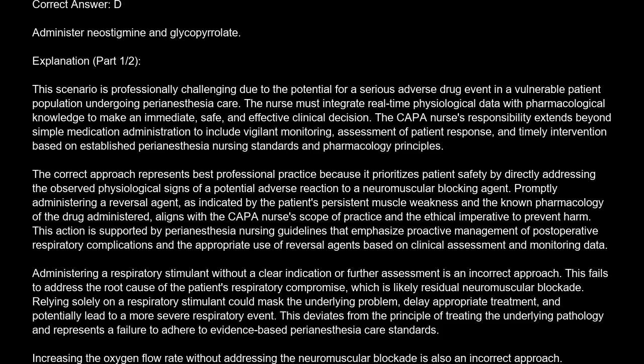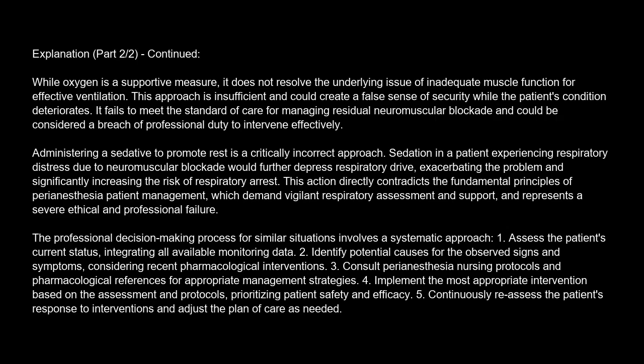evidence-based perianesthesia care standards. Increasing the oxygen flow rate without addressing the neuromuscular blockade is also an incorrect approach. While oxygen is a supportive measure, it does not resolve the underlying issue of inadequate muscle function for effective ventilation. This approach is insufficient and could create a false sense of security while the patient's condition deteriorates. It fails to meet the standard of care for managing residual neuromuscular blockade and could be considered a breach of professional duty to intervene effectively.